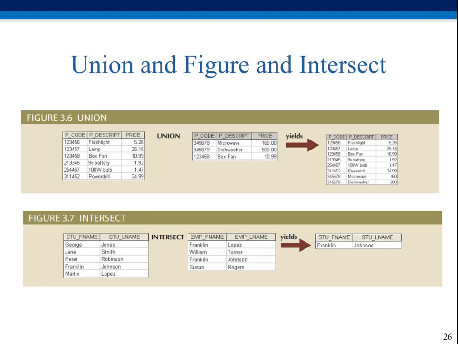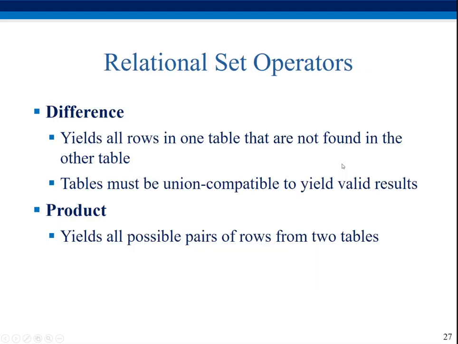Union and intersect are basically just the same thing as you learned in math. The union is the combination of everything, and the intersect is only the common ones. So you can see for the intersect, Franklin Johnson is the only one that's in both of them. Where with the union, we did all of these. Now the rows are not repeated, but we did all of them in both tables.